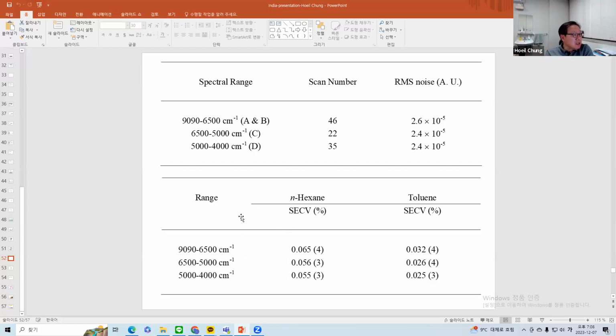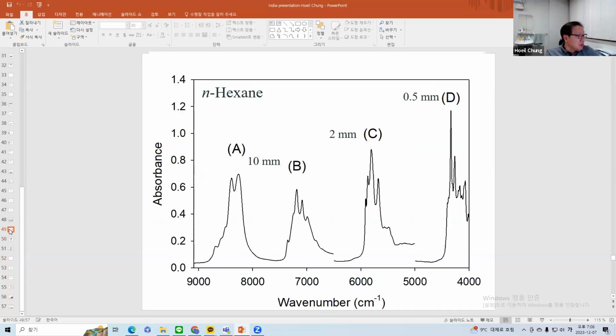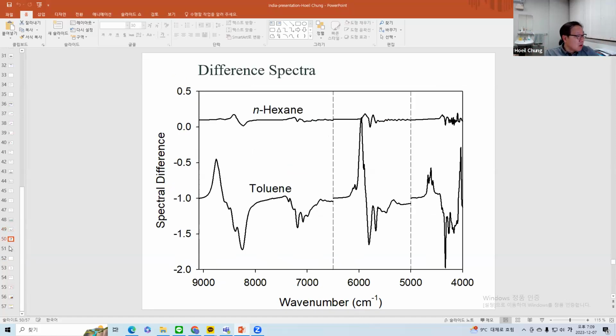So this is a result for the determination of the normal hexane concentration. As you can see here, when we use the D range, the most sensitive region, the error is 0.055, and the second region 0.056, quite similar. But when you use the A and B peaks in this range, the error is increasing. That means if you use this range, you might expect worse accuracy, because differentiating normal hexane from normal heptane needs more sensitive, more selective spectral features.